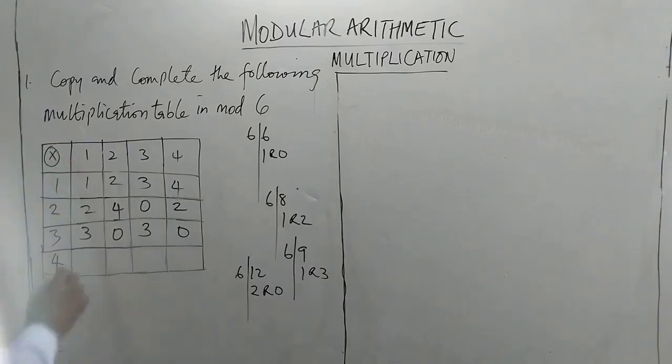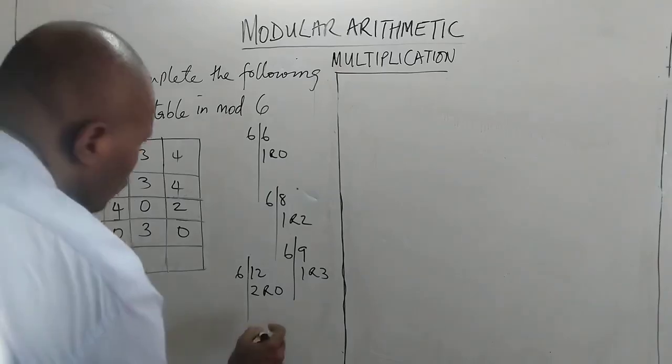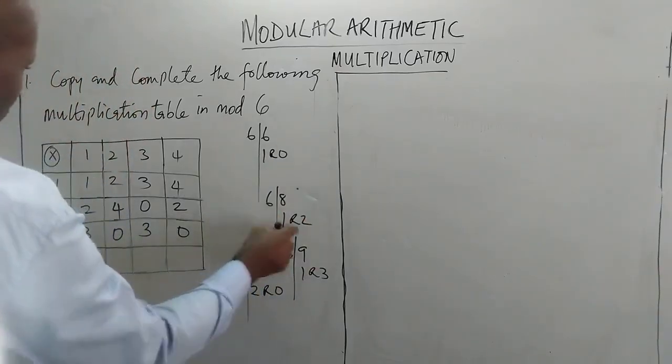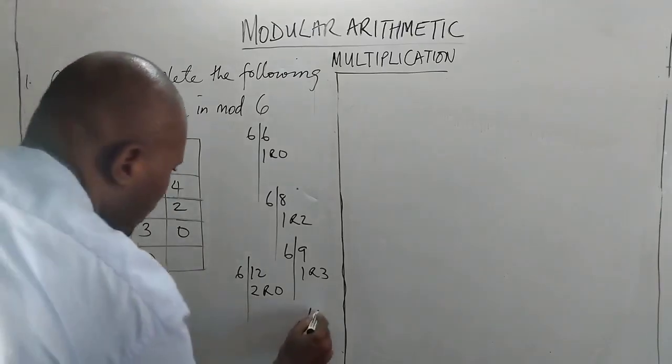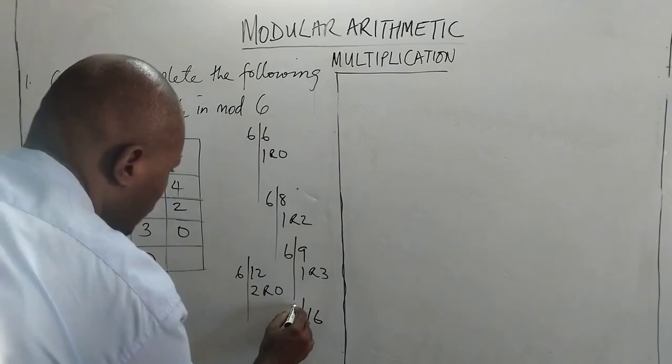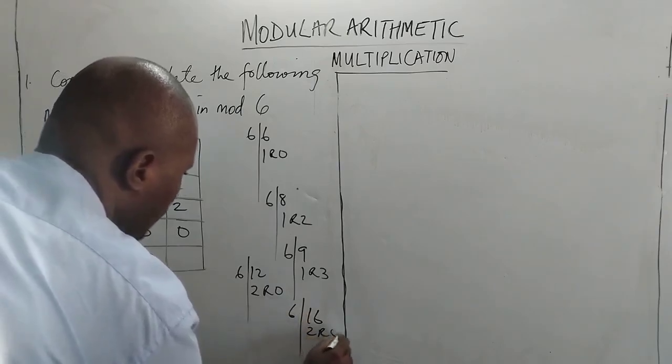4 times 1 will give you 4. 4 is allowed. 4 times 2 will give you 8. 8 is not allowed. We have handled that before, and that will give you 2. 4 times 3 will give you 12. 12 is not allowed, but we have handled that before. Will give you 0. 4 times 4 will give you 16. 16 is not allowed. That will give you 2 remainder 4.